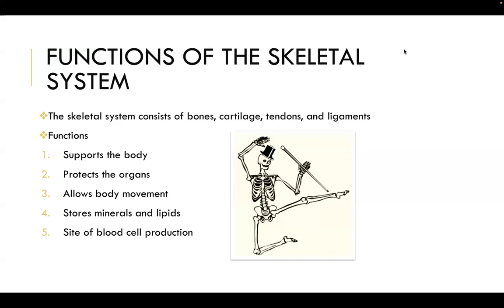So hemopoiesis is the term for the production of blood cells. And blood cell production primarily occurs in the red bone marrow of the body. That's very important to remember. Red bone marrow is the site of blood cell production.